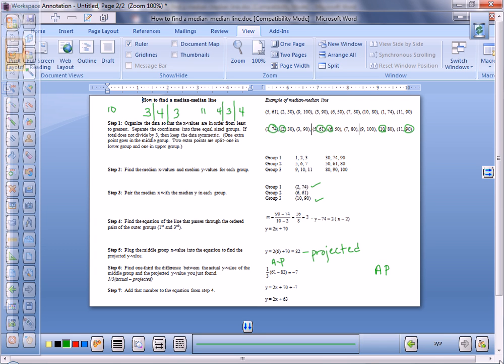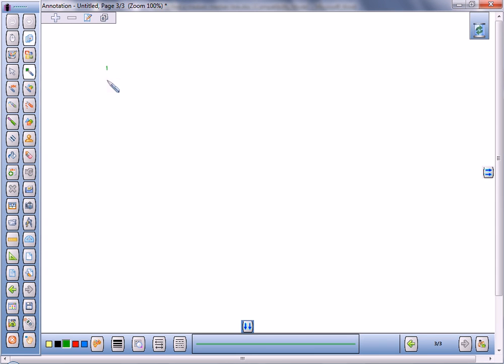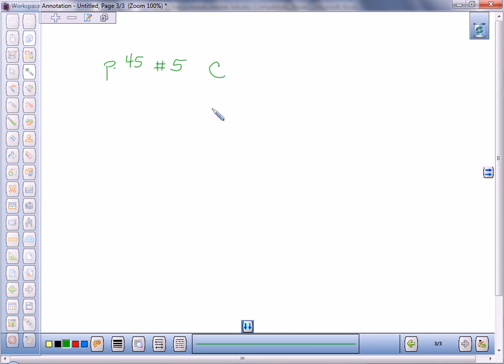Okay, what did the book say the answer to this question was? C. All right. Which one? Page 45, number 5. The book says C, and let's take a look at it. In an experiment, the height of a projectile is measured as it is launched from an initial height of 4.3 meters. Find a quadratic equation that models the data shown. What is the coefficient of the x squared term?